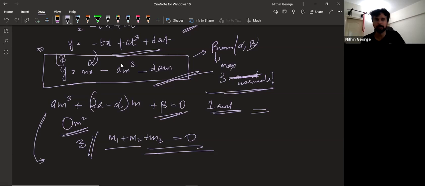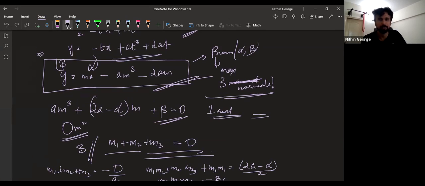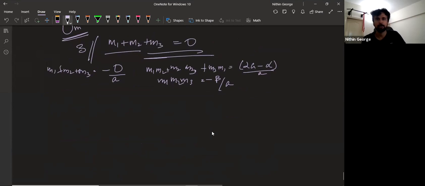So here it's a cubic in m, right? You can say that m1 plus m2 plus m3 will be minus the coefficient of m square, which is 0, divided by a. m1m2 plus m2m3 plus m3m1 will be the coefficient of m, which is 2a minus alpha, divided by a. And then m1m2m3 will be minus beta divided by a here. All right, got this?